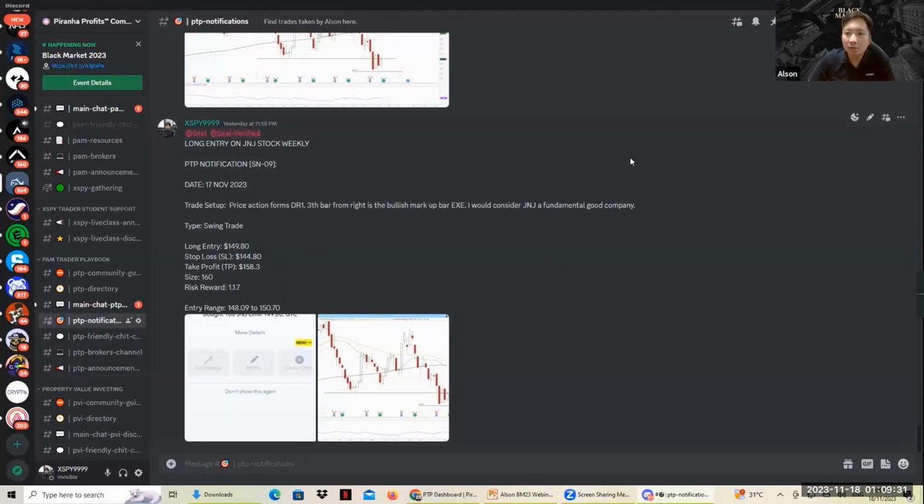So as a bonus for you guys, this is an example of a trade that I entered yesterday on JNJ. I will post in the PTP chat what strategy structure I'm looking at, what my entry, stop loss and take profit target are, what my size is, and what range you can still consider if you would like to follow this trade setup.